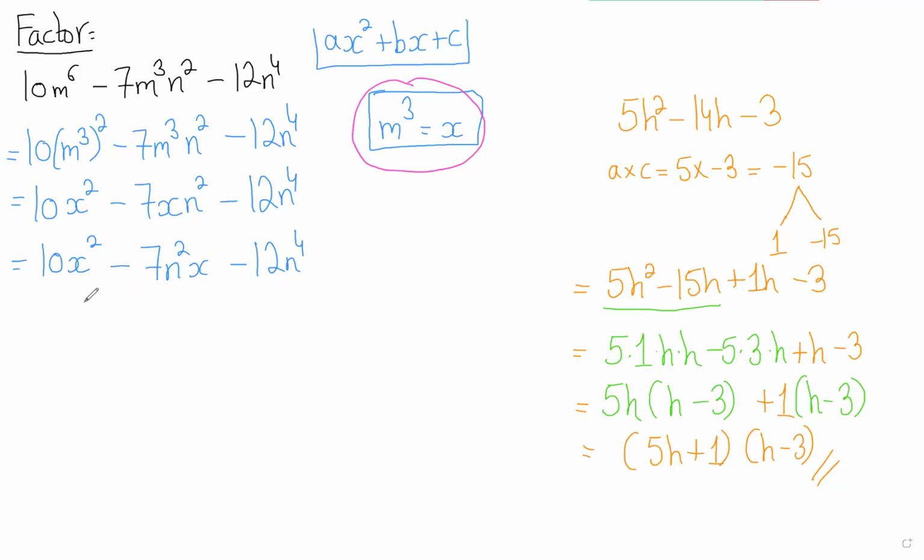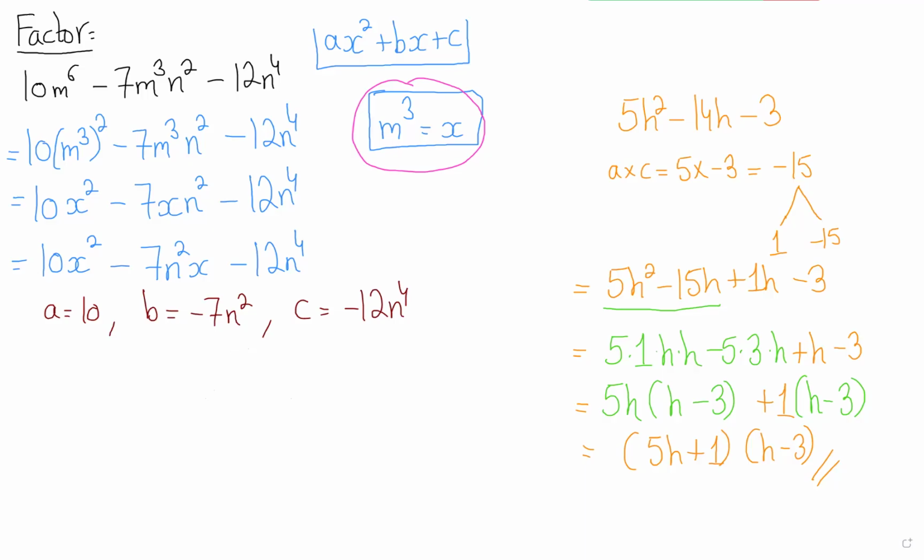Okay, so let me go ahead and do that. Let me identify A, which is 10, because that's the number beside x squared. Let me identify my B, and that should be the number that we have beside x, and in this case, that is negative 7n squared. And C is just going to be the entire negative 12n to the power of 4, right? So those are my A, B, and C values.